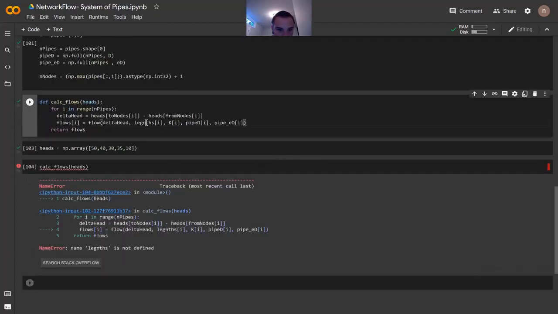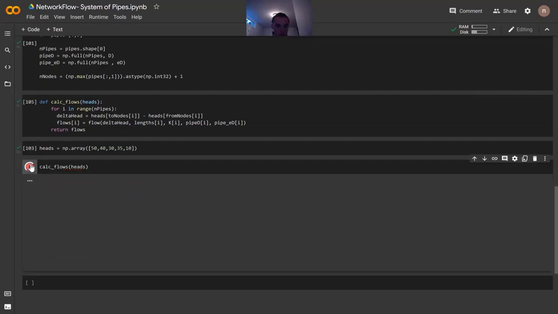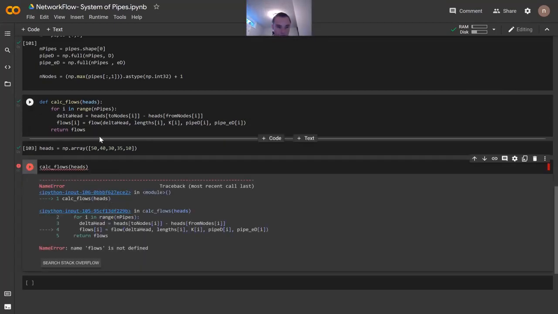Length is not defined. Lengths is not defined. So we need to make sure that is spelled right. Shift enter, shift enter. Flows is not defined. Oh, right.